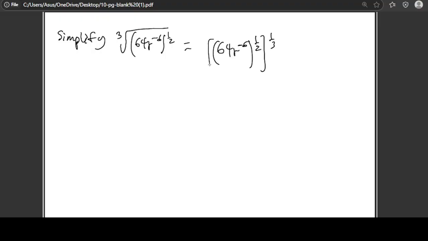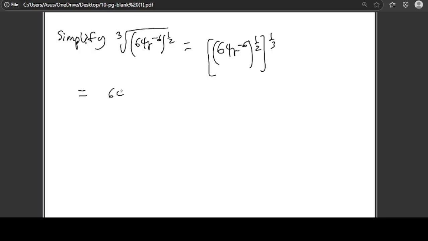So the cube root becomes what? 1 over 3. We said the root becomes a fractional power, and then that would be at the denominator. If it's square root, it becomes 1 over 2. If it's fourth root, it becomes 1 over 4. Now its cube root becomes 1 over 3.